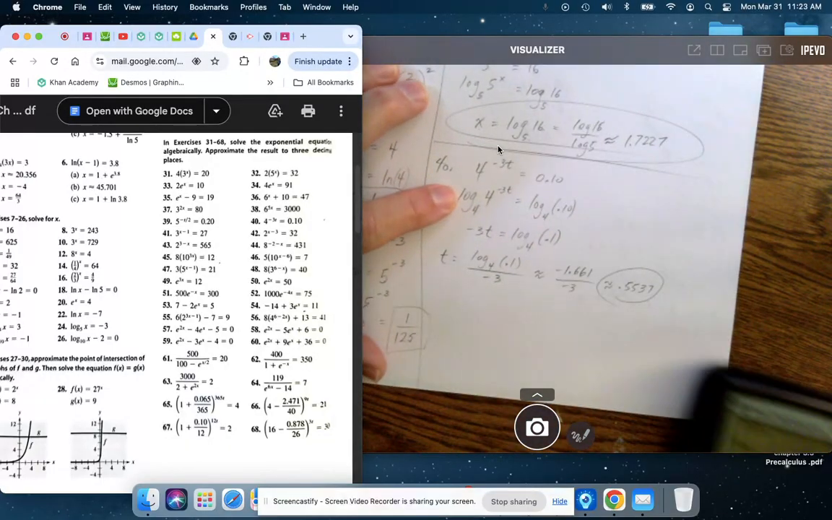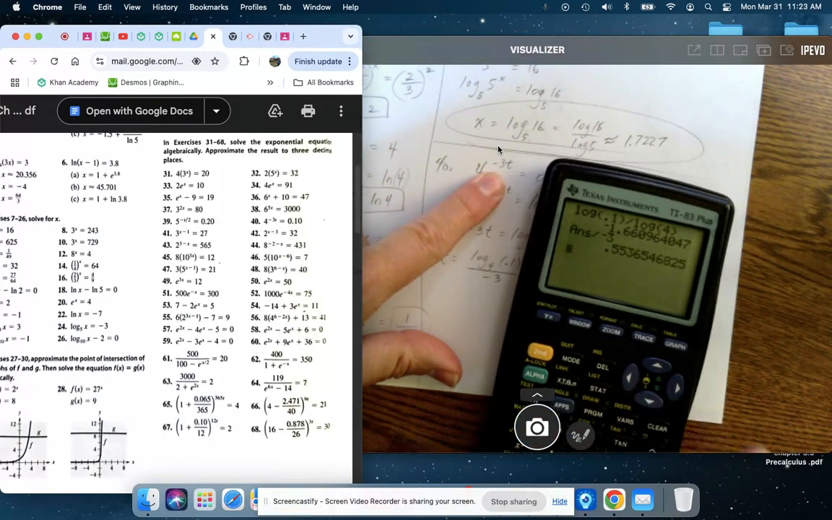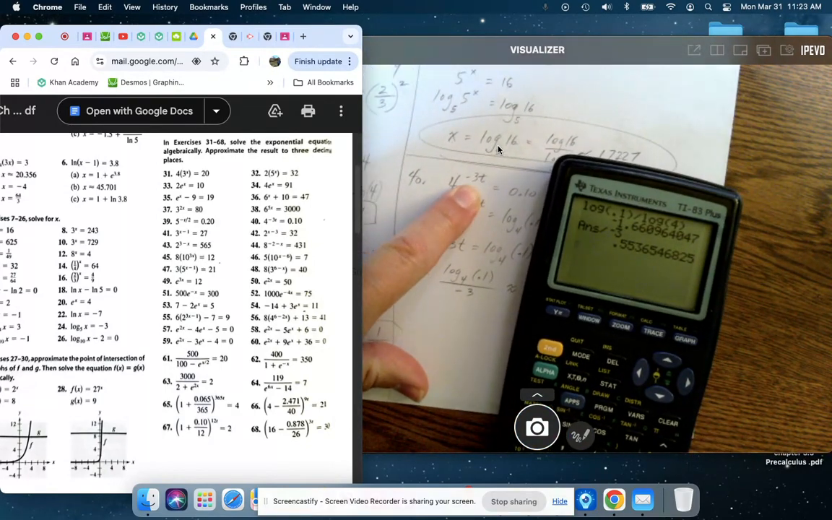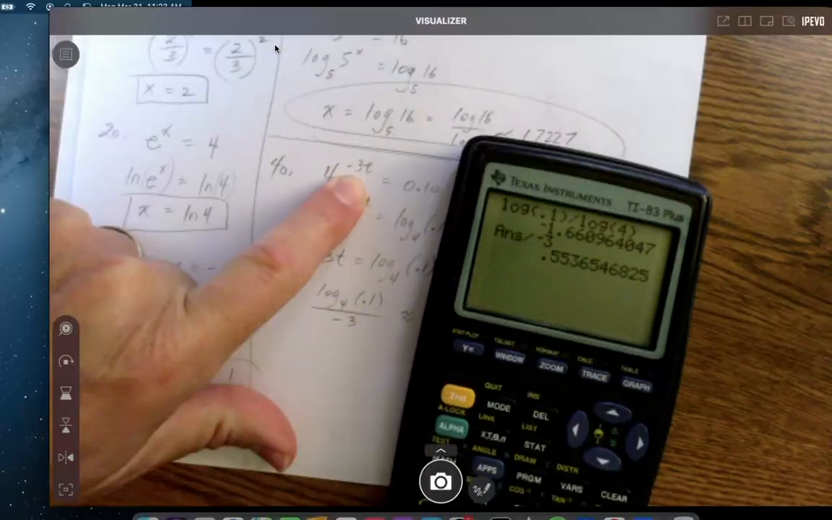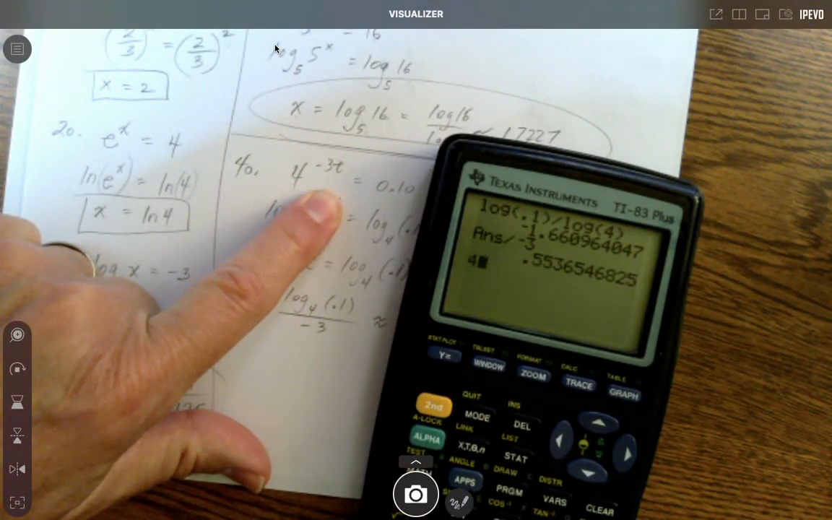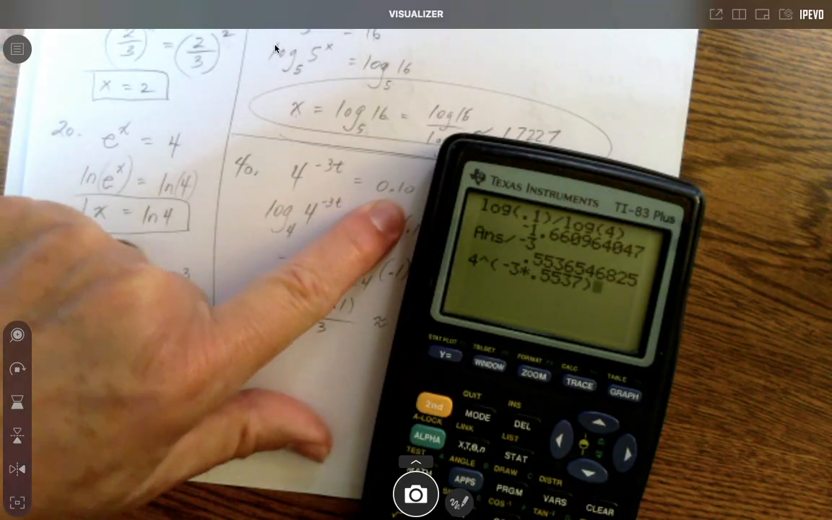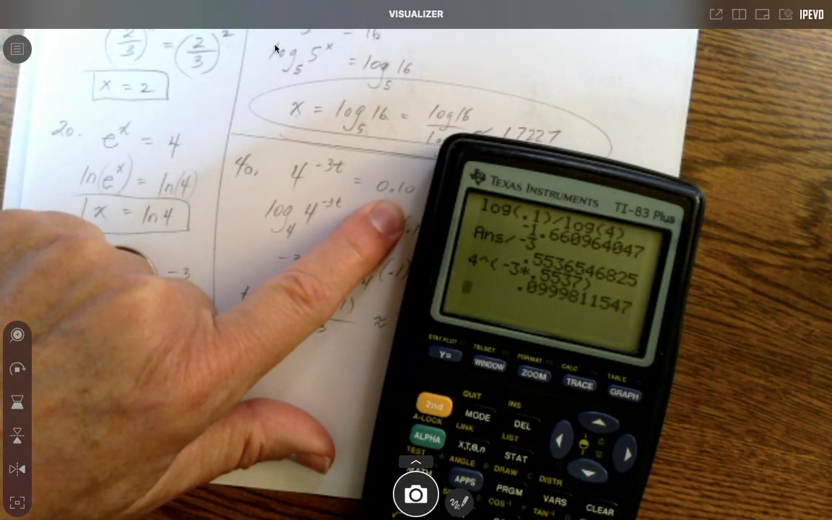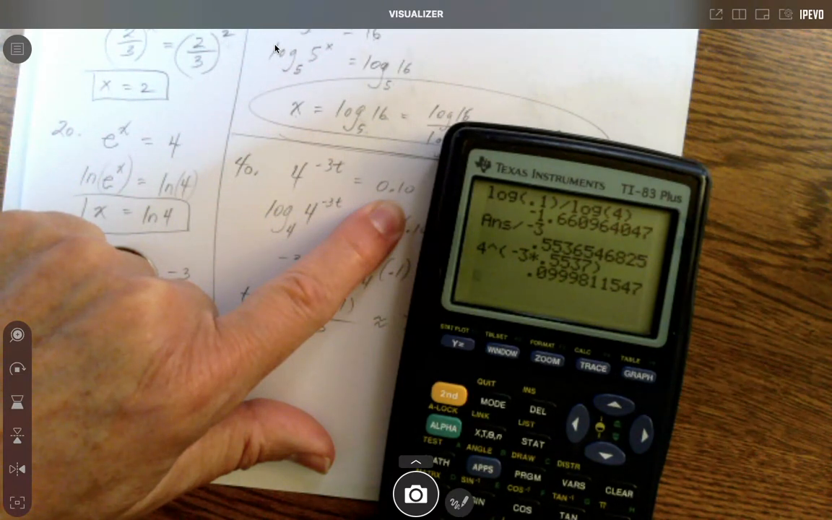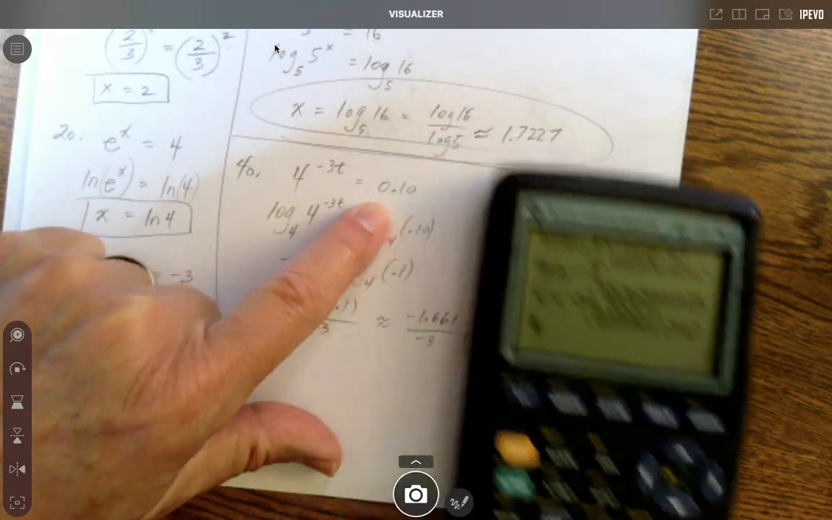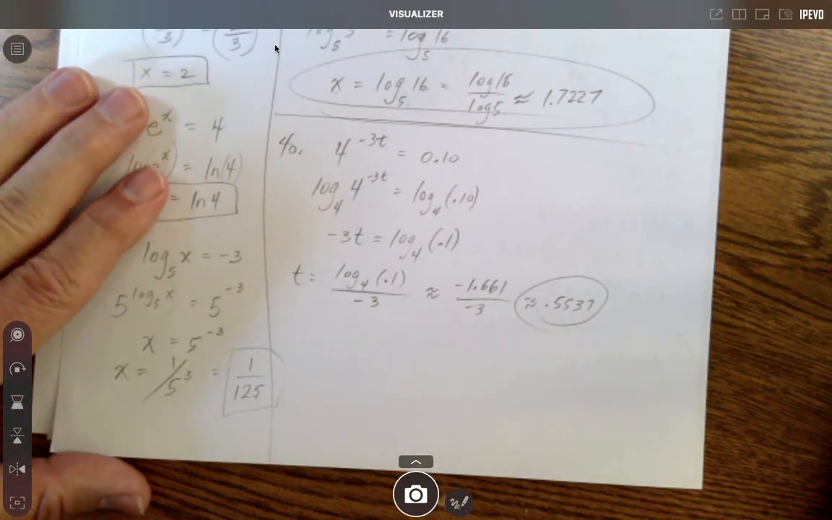We can check it by plugging that number into there. So if I do 4 raised to, parentheses, negative 3 times that number, 0.5537, I should get something close to 0.1. And as you can see, it's very close to 0.1. It's 0.09999. All right. So that's confirmation that the answer is correct.